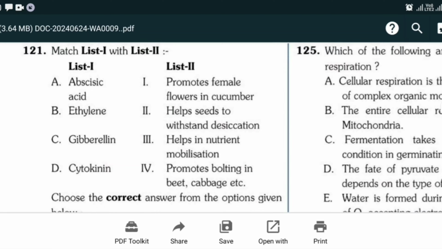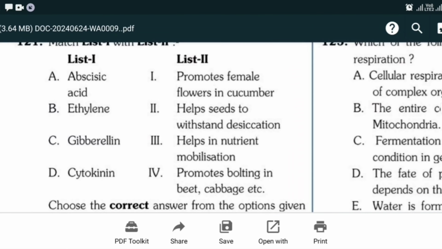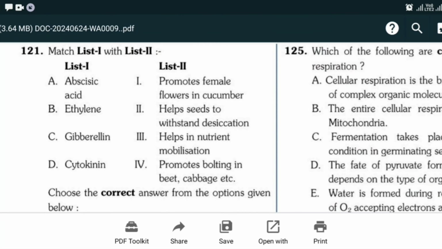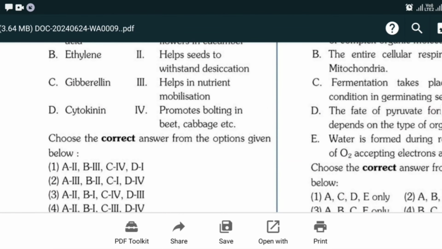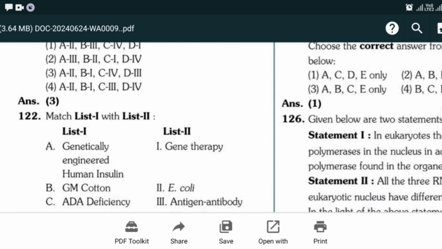Then match the following from plant growth regulators. First one, abscisic acid they are telling. Abscisic acid helps seeds to withstand desiccation. Then ethylene helps to promote female flowers in cucumber. Then gibberellin helps in promotion of bolting in beet, cabbage, etc. Then cytokinin helps in nutrient mobilization. So all these are direct lines from NCERT, taken in a match the following format. So the correct option will be the third option.